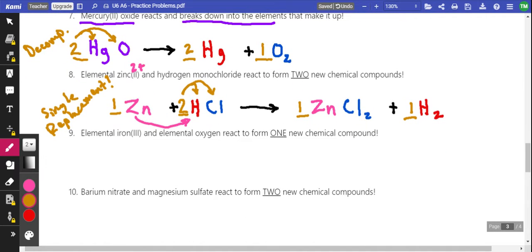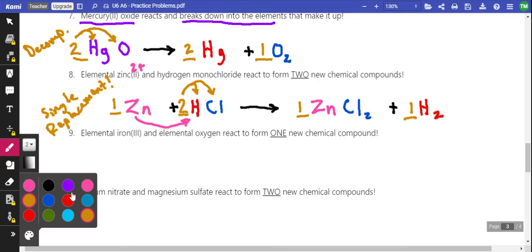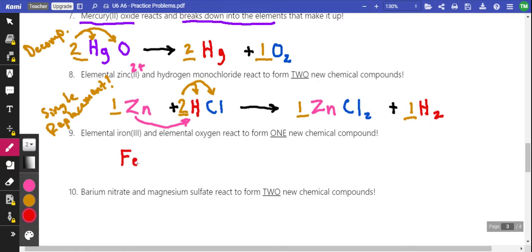All right, elemental iron and elemental oxygen react to form one new chemical compound. Okay, so let's write this out. Kind of like in the previous example, we have an element that has that Roman numeral. On its own, it's not going to mean anything. So this is iron, but I'm not going to be like iron 3. Okay, that's not right.